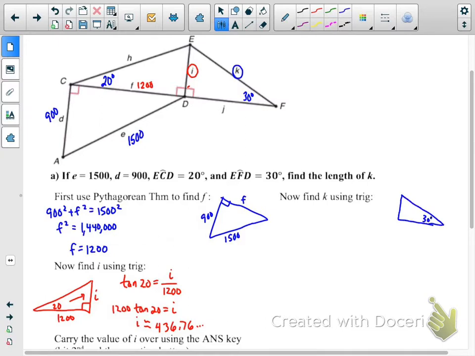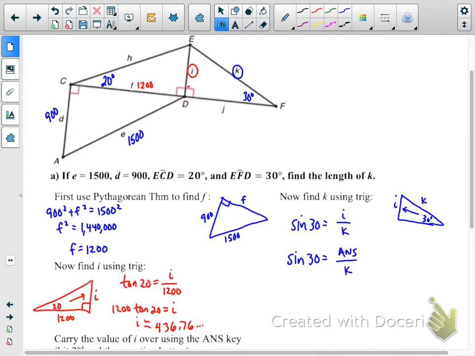30, K, and I. So I know I, I'm trying to find K, and of course I know 30. So that's my opposite and my hypotenuse. So the sine of 30 is equal to I over K. Well, I know I, it's just a yucky number. So the sine of 30 is answer, that's that number that's still in my calculator, over K.